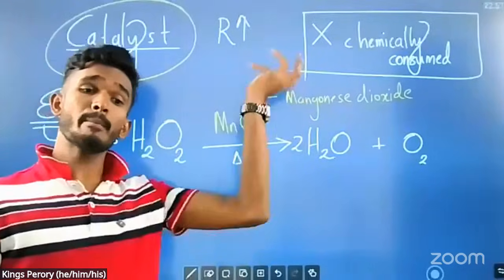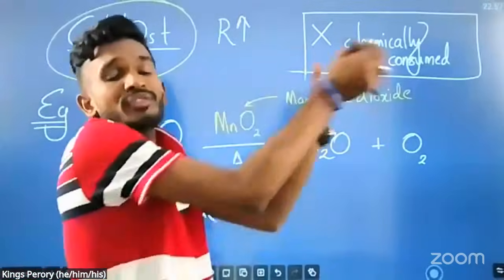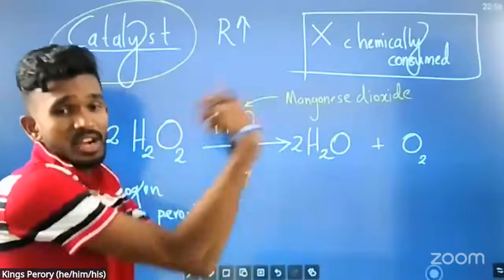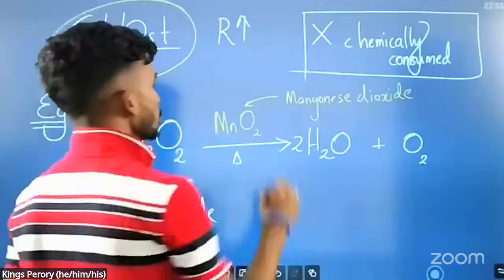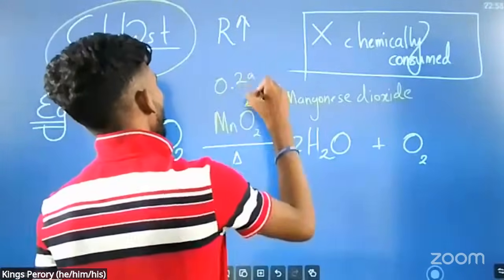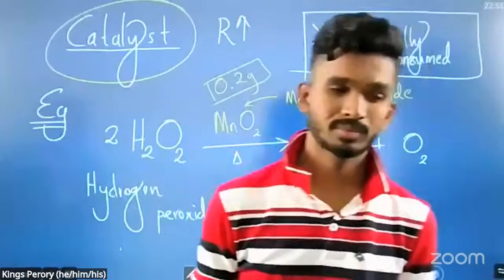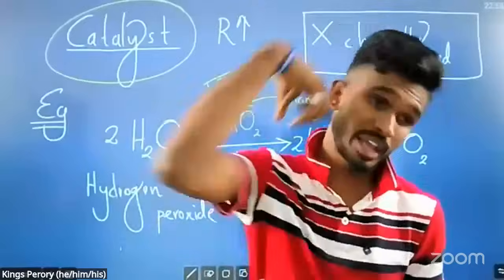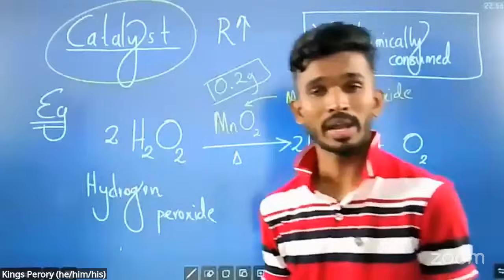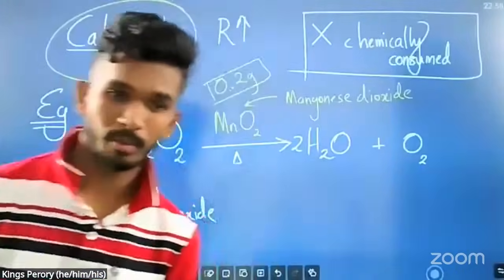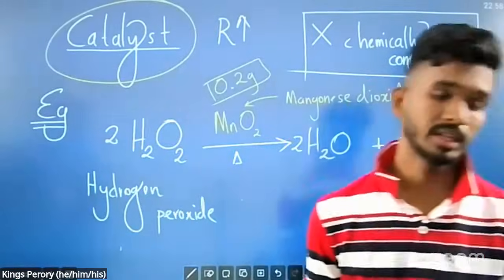So if you put some manganese dioxide into this reaction, what will happen to the speed of the reaction? Speed is rate. The speed of the reaction will be high. Let's say you put about 0.2 grams of manganese dioxide. Not a lot. After the reaction, you can recover the same 0.2 grams. Is it chemically consumed? No, it's not chemically consumed.